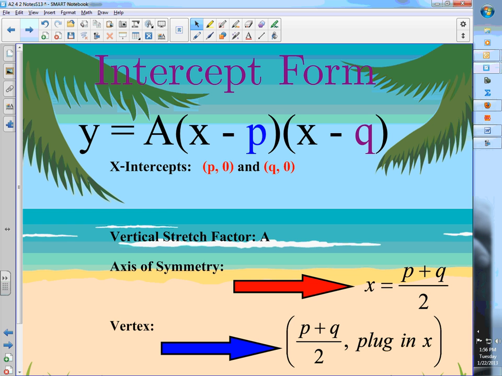What is A? Vertical stretch factor. A is vertical stretch factor all the time, in all of our forms. If you're in factored form, x minus p, x minus q, (p, 0) and (q, 0) are your roots. They are your x-intercepts. How do you figure out what p and q are? Take the opposite of what's with x. P and q are the opposite of what's with x. Your vertical stretch factor is still A.